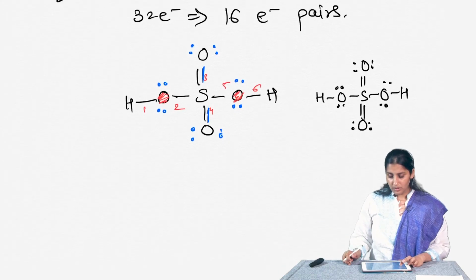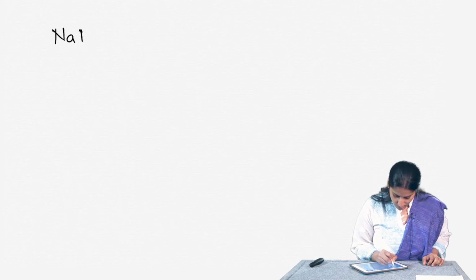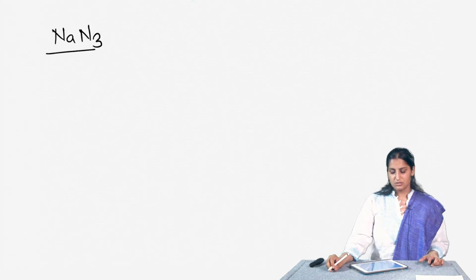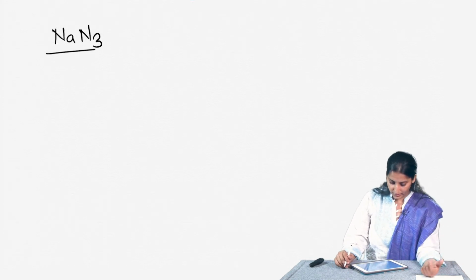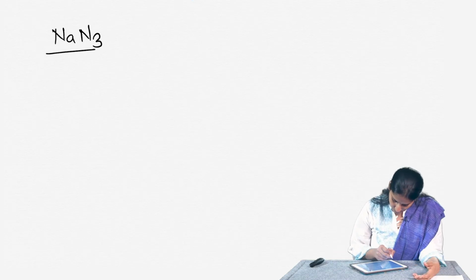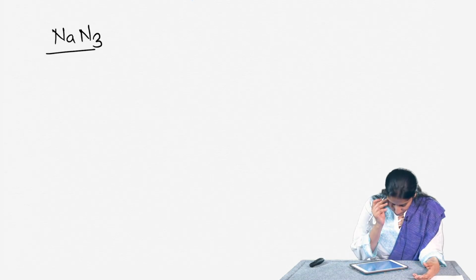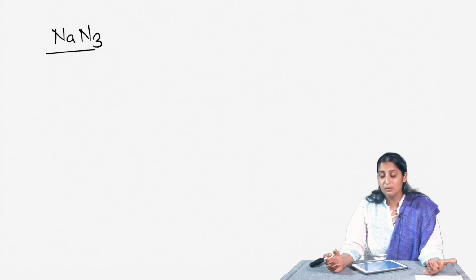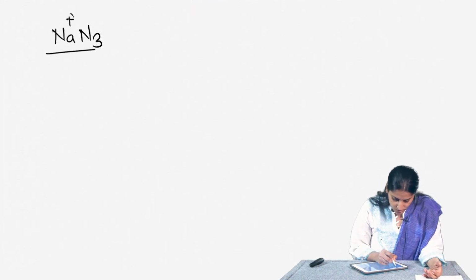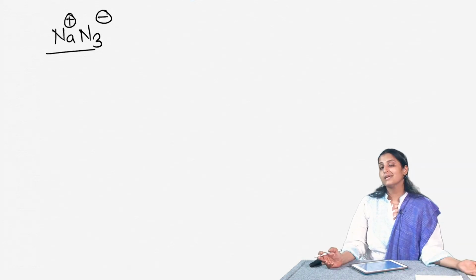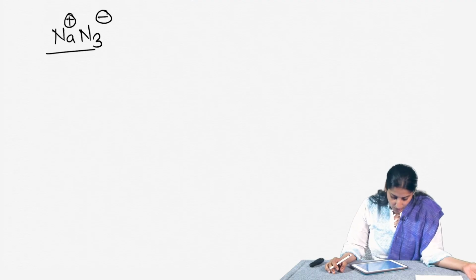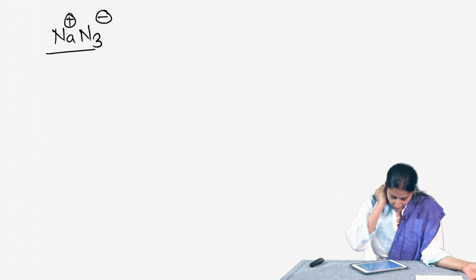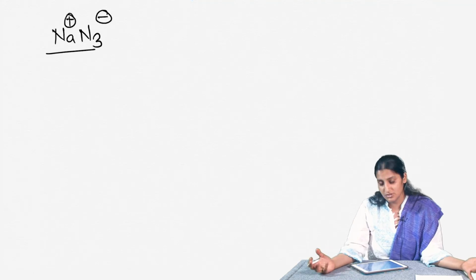Now, let us do one more compound, that is NaN3. Sodium azide is also used in biolabs a lot. So, let us now look at the Lewis structure. Whenever we have an ionic compound, we first give it the charges. So, it will be Na plus and N3 minus, or azide ion, right. So, what we are going to do now is look at the azide ion and figure out the structure of that.